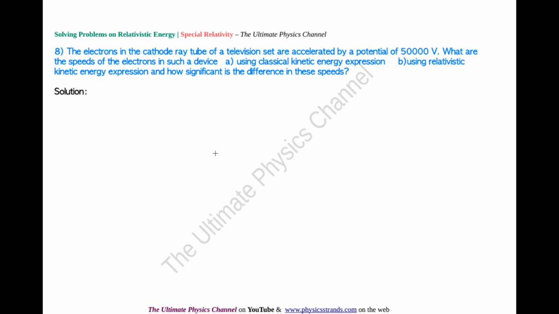Classically, we calculate the kinetic energy for that electron, and see how much it varies from the relativistic expression. That is the question here. So in both cases, we have to see the speeds, right? So first, let me calculate the speed of this particular electron in a television set accelerated by a 50,000 volts potential. So the speed, let me say that it is relativistic speed.